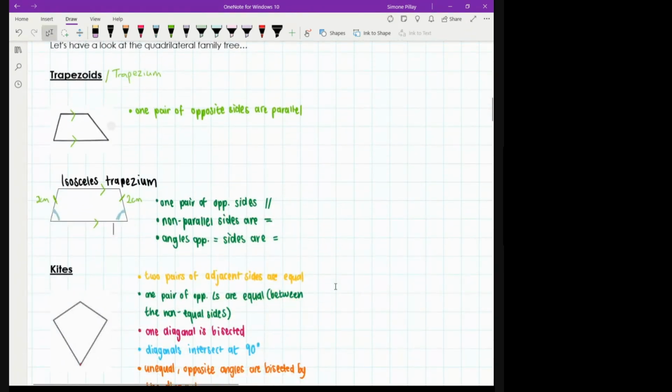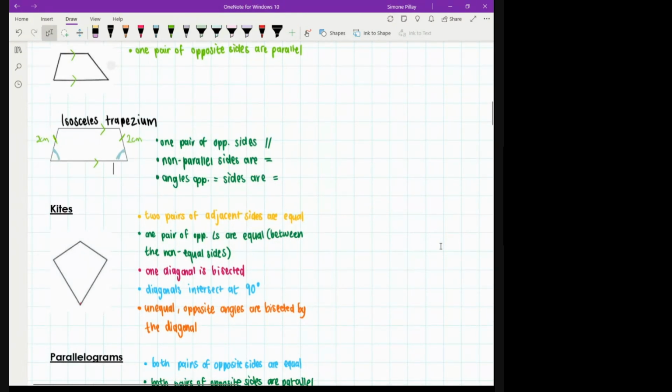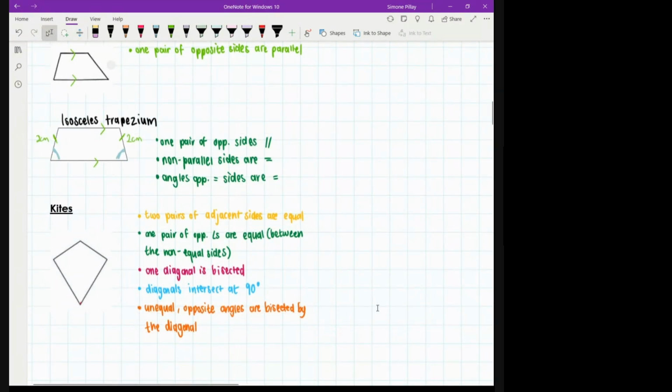Let's move on. We then have a kite. And I don't want you guys to be looking at that. So now we're looking at a kite. Now you can see there's quite a lot going on here with my kite. The first thing that I see is that we have two pairs of adjacent sides that are equal.